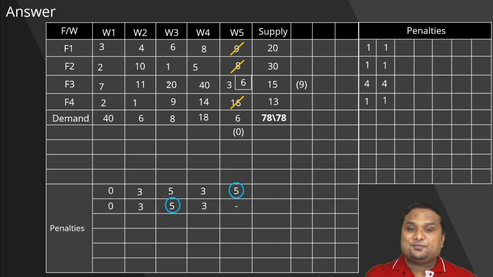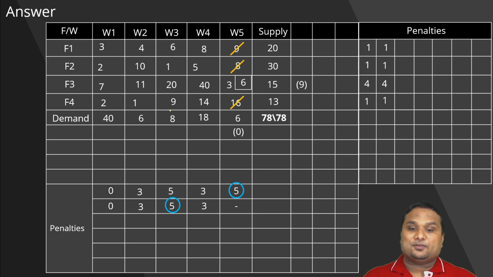Now what is the meaning of this 5? If we are not transporting at 1 rupee, your next best cost of transportation is 6 rupees. So your cost of transportation will increase by 5. So what you should do is consider the lowest cost immediately, otherwise your cost is going to increase. So you have to give the maximum possible allocation at 1 rupee. That is the meaning of this penalty.